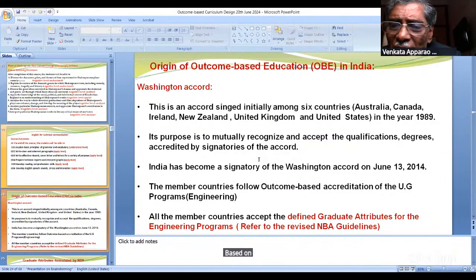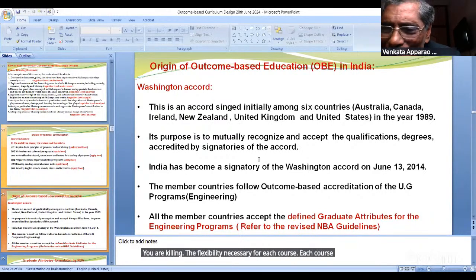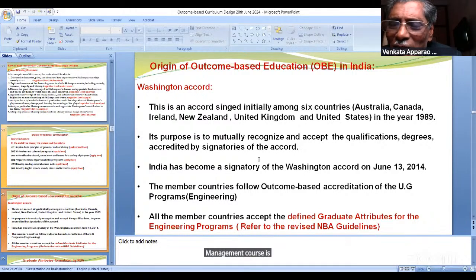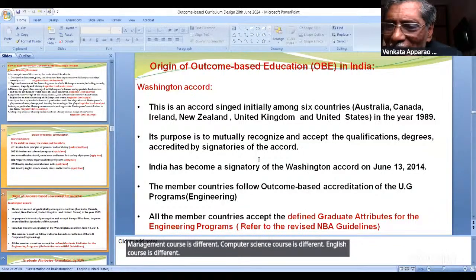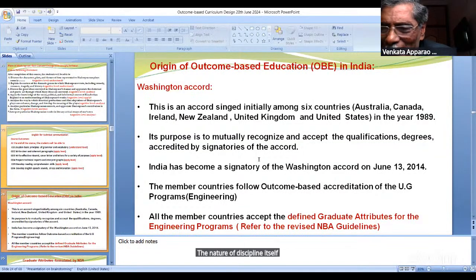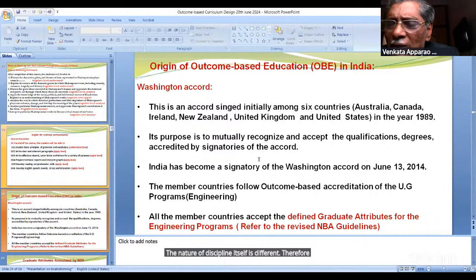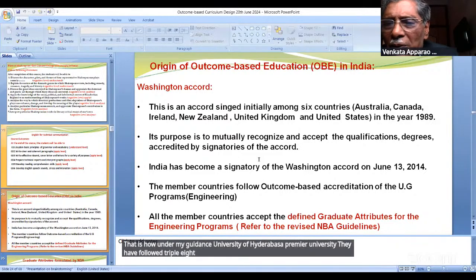Based on the uniformity, you are killing the creativity. You are killing the flexibility necessary for each course. Each course is unique by itself. Management course is different. Computer science course is different. English course is different. The nature of discipline itself is different. Therefore, first thing is the flexibility in the number of units. That is how, under my guidance, University of Hyderabad, a premier university, has followed. IIIT Hyderabad has followed. Central University of Karnataka has followed. So flexibility in the number of units.